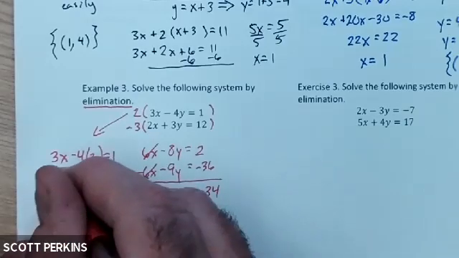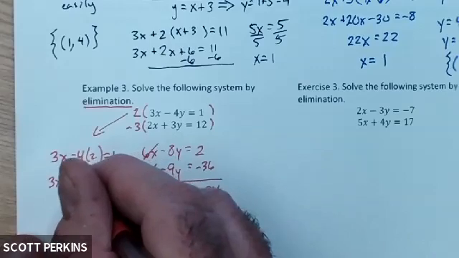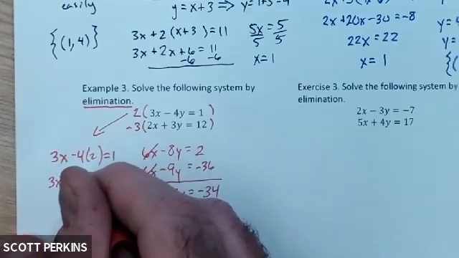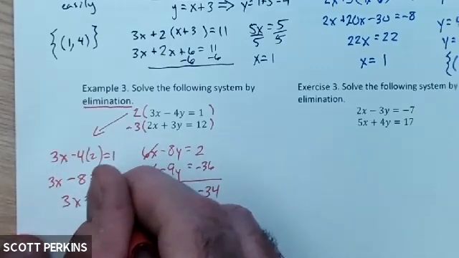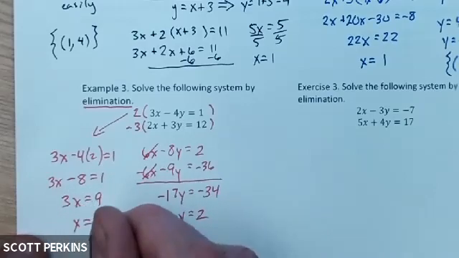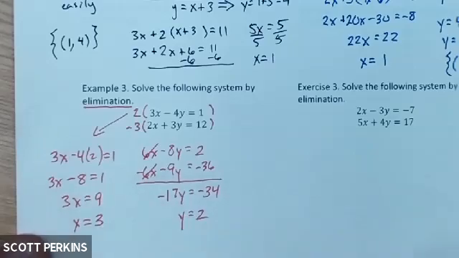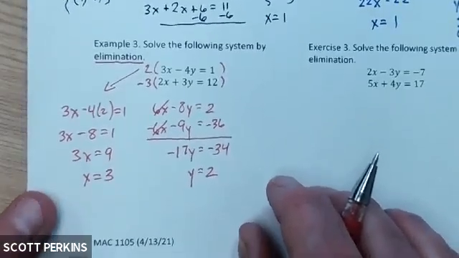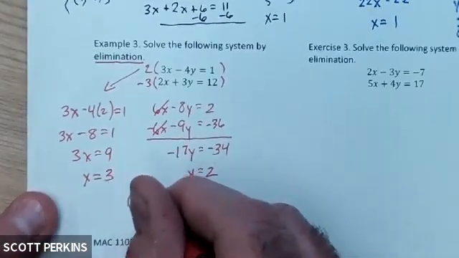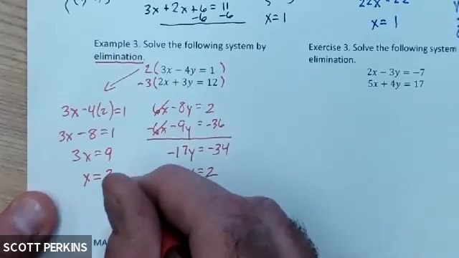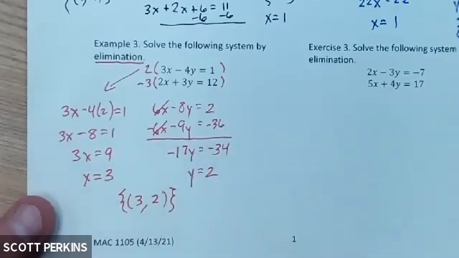So here I have 3x minus 8 is equal to 1. I'm going to add the 8 over and then divide by 3, and I end up with x is equal to 3. So my ordered pair, my solution to this system, is the x value is 3, the y value is 2, and whoop, put some squigglies around it. There we go.